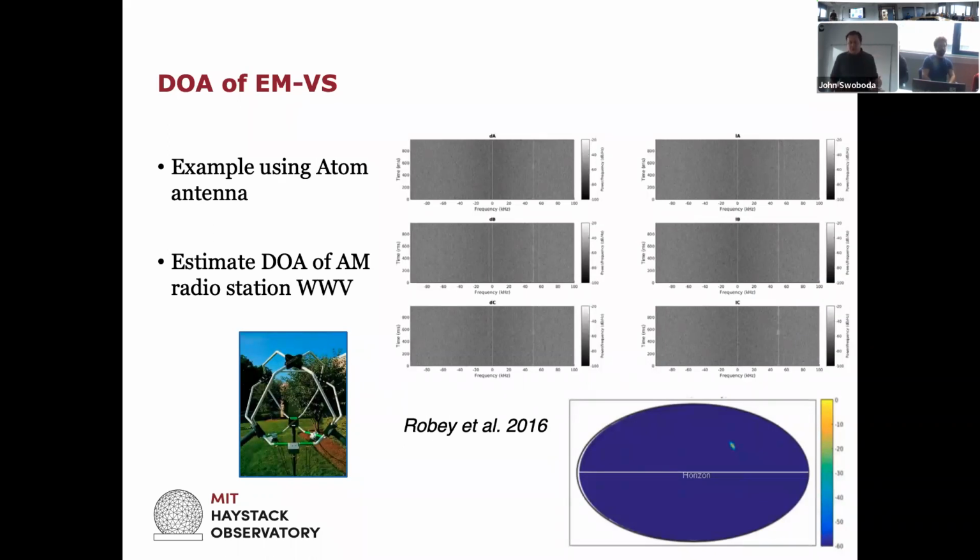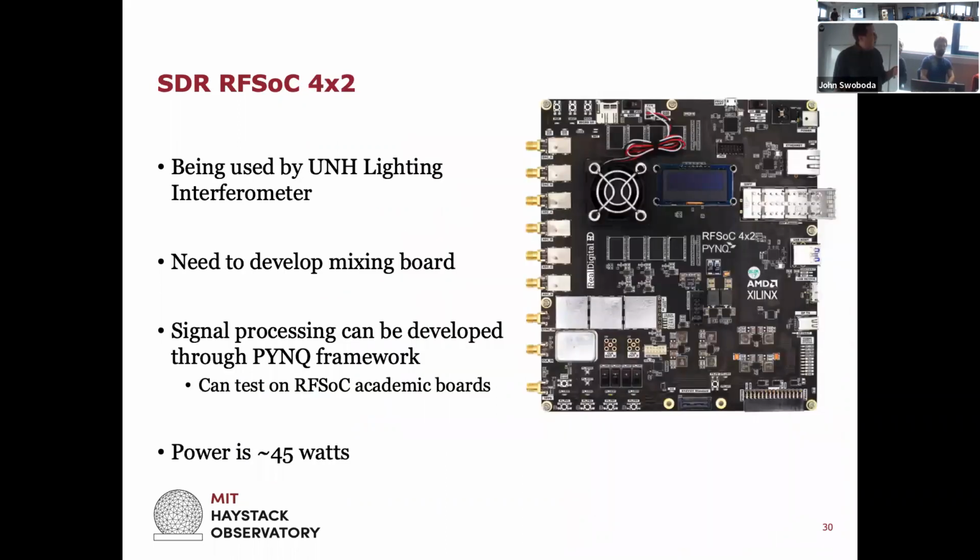So the next thing, we have to get our radios together. For our software-defined radio, we're going to be using RFSoC. Niku has been working with the lightning interferometer network. So we're going to be using a similar board to what he's doing as our first rev on this. We're going to need to develop a mixing board because this has 4 inputs to it.